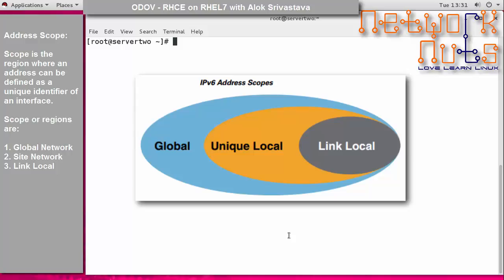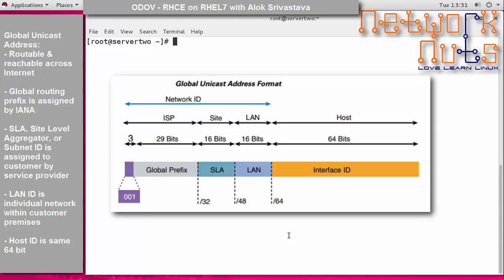So let's first understand the global unicast address. Number one thing, it is routable and reachable across the internet. The global routing prefix, the leftmost side of the number, is assigned to a service provider by IANA. So it's globally unique. And then comes the SLA, or the site level aggregator. The SLA, or you can also call it a subnet ID, is assigned to the customer by their service provider.